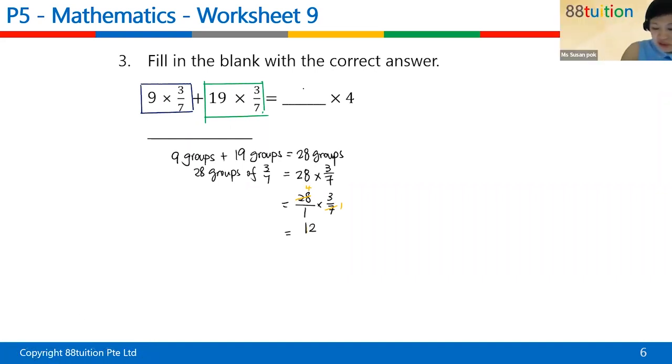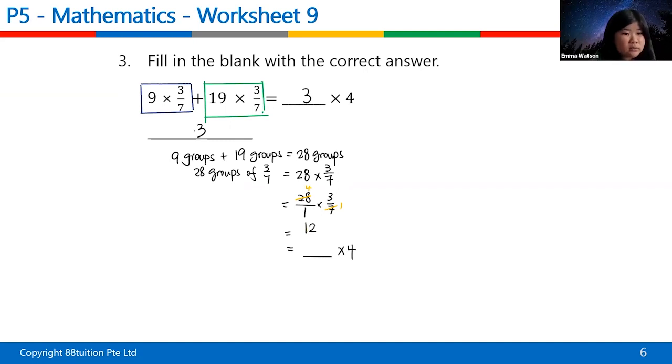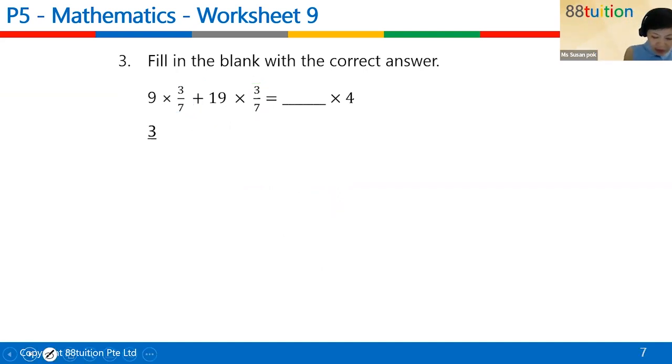Okay, so can I say this is 12 by 4? No. The answer is 12, but what times 4 gives you 12? 3. So I just have to convert it. Do you get the answer 3? Yes. Do you get this one? Okay, then let's take a look at question 4.